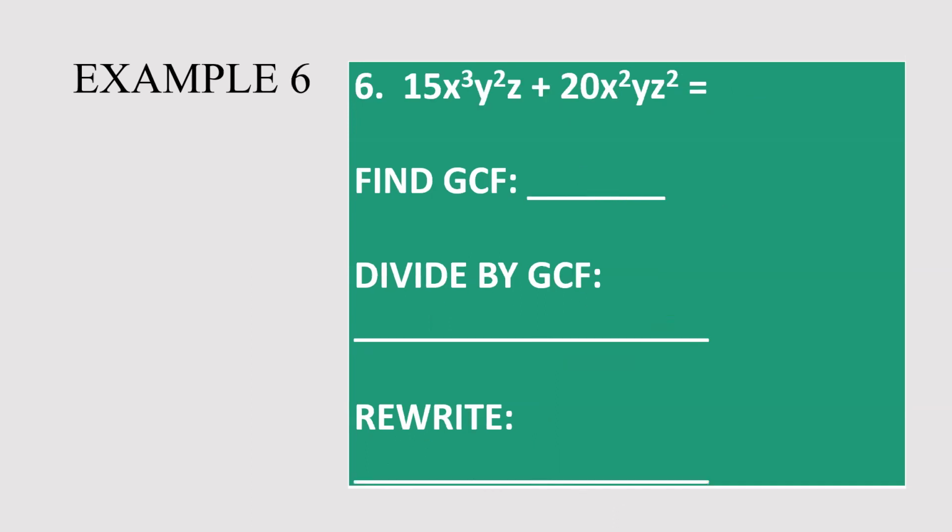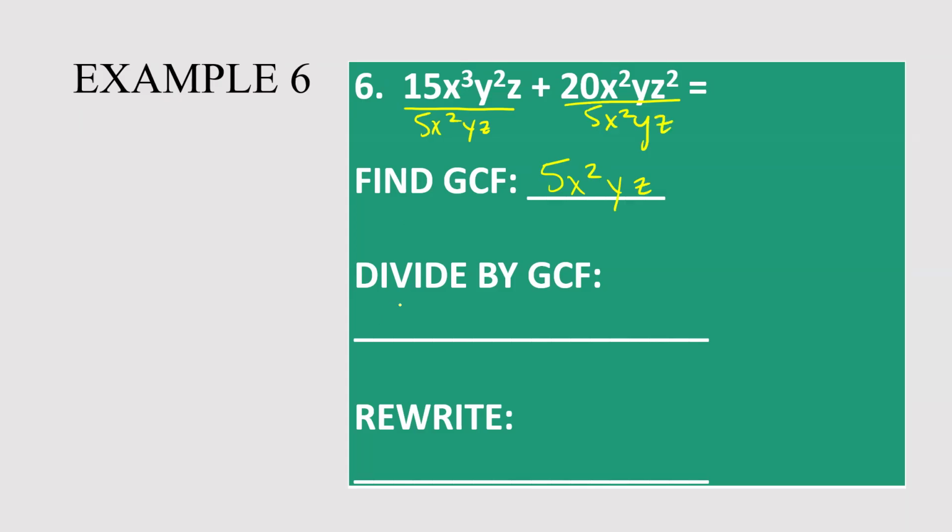All right. Here's y'all's number 6 and your 6 box. You're going to write down 15x cubed times y squared times z plus 20x squared times y times z squared. And all right. So we have variables and numerical. What was our numerical GCF? We have 5, we have x squared, we have y, and we have z. Agreed? So we're going to divide each one of these by 5x squared yz, 5x squared yz.